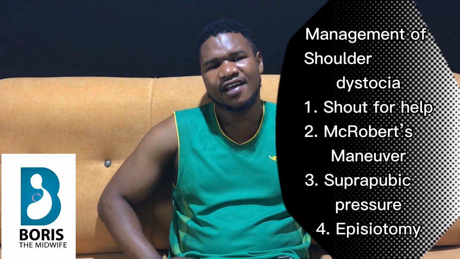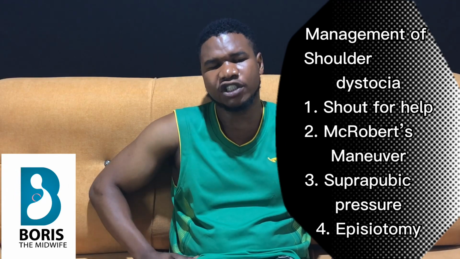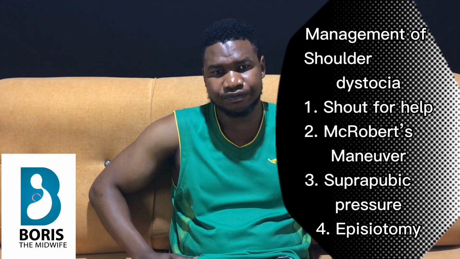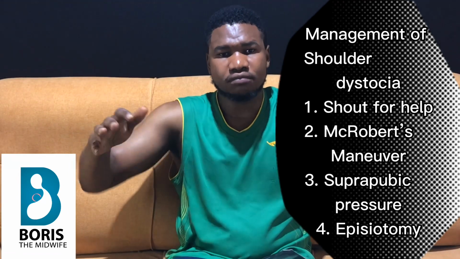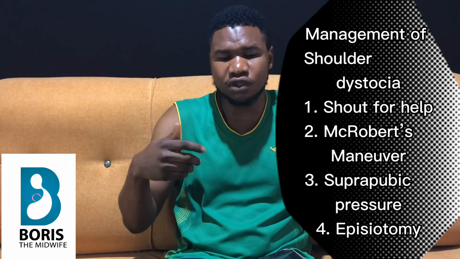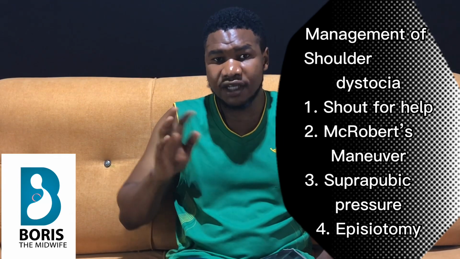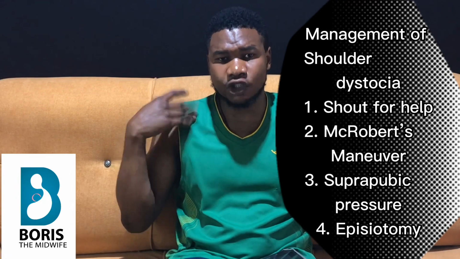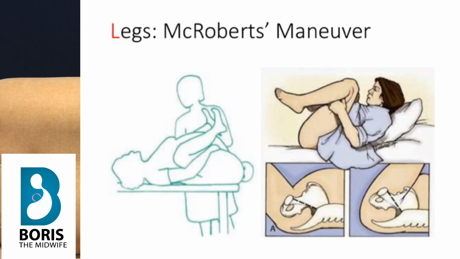Okay. So after shouting for help, in the case of shoulder dystocia, you're going to perform what we call the McRoberts maneuver. The McRoberts maneuver entails that you place that woman in hyperflexion, because normally a woman should deliver in the lithotomy position, right? Yes, a lithotomy position. But when shoulder dystocia is diagnosed, you need to place that woman in hyperflexion. That means both her legs need to be hyperflexed up to her abdomen. Yes, hyperflexed to her abdomen.